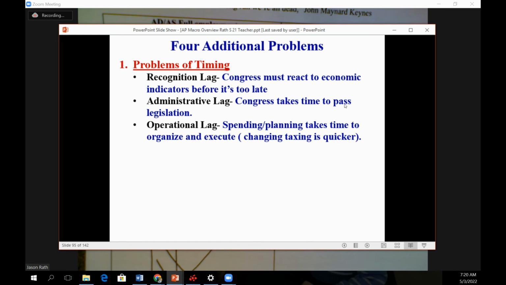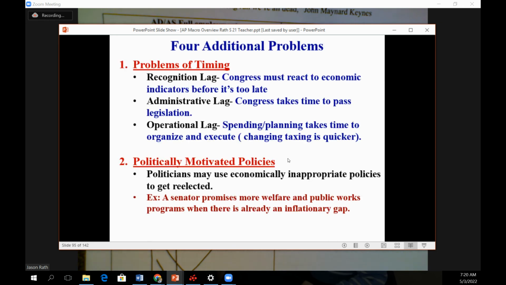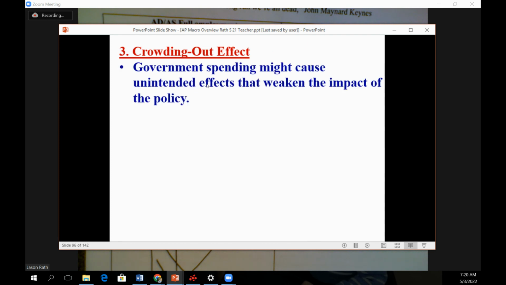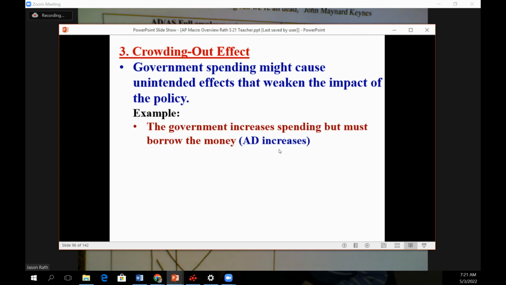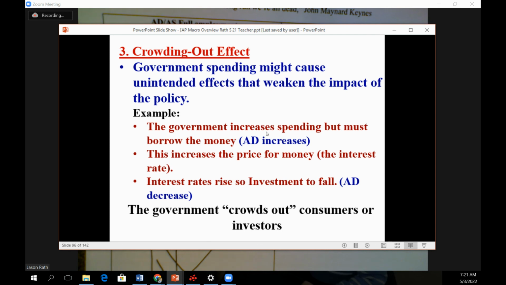So administrative lag, Congress takes too long to pass. Operational lag, spending planning takes time. Politically motivated policies, I kind of just mentioned that. The crowding out effect. Remember, government spending might cause unintended effects that weaken the impact of the policy. Government increases aggregate demand, but must borrow money. The increase for the price for money, the interest rate, and the interest rate rises, so investment falls. So remember, that crowds it out when you're doing that. And the government crowds out consumers or investors when it does this.